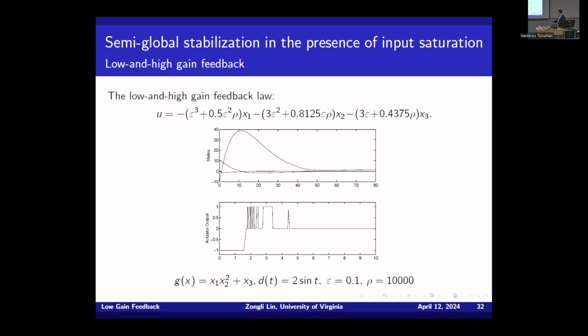You can see all the states, in the end, converge to a small neighborhood of 0. And then the contour is like this. This basically is saturation and dead zone, right? So like a bang-bang contour type. So by combining low and high gain, we take advantage of both: low gain to avoid saturation and high gain to avoid dead zone and uncertainty. So these are the properties.